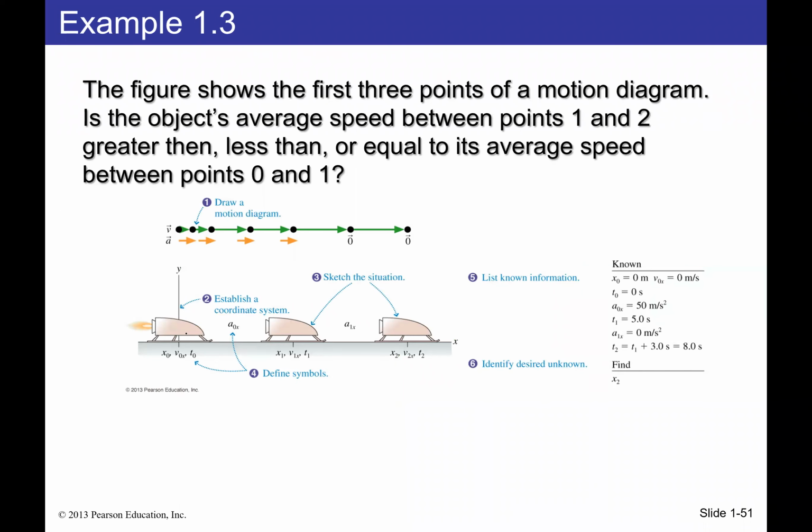Right. Here's one more example. The figure shows the first 3 points of a motion diagram. Is the object's average speed between points 1 and 2 greater than, less than, or equal to its average speed between points 0 and 1? All right, so let's see what we have.